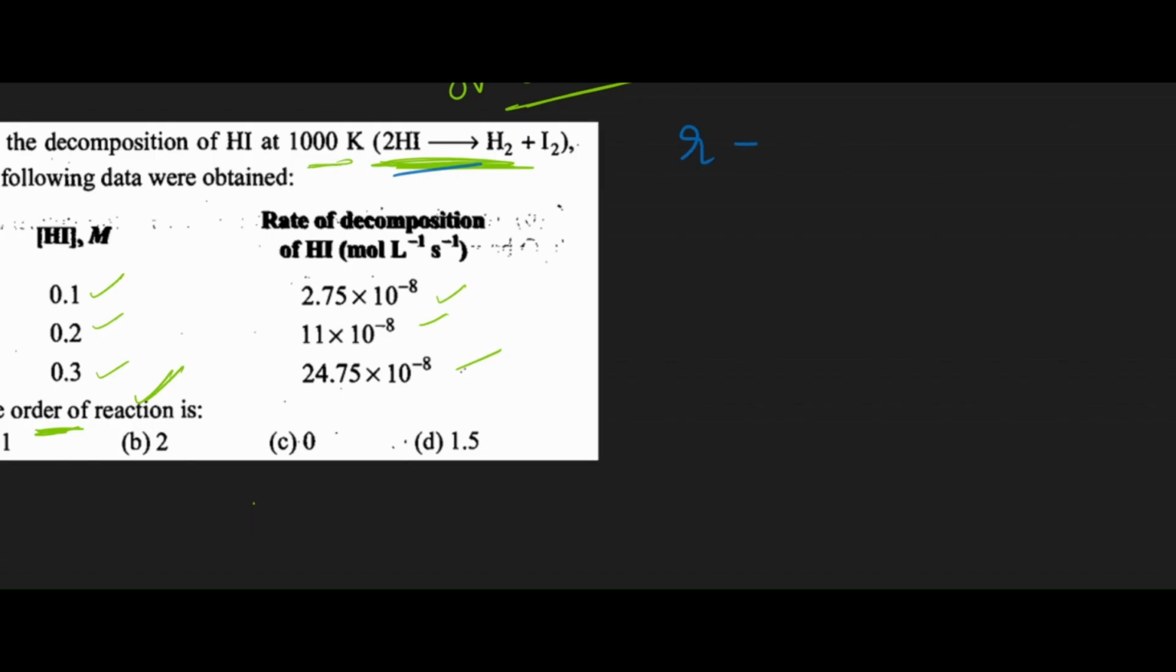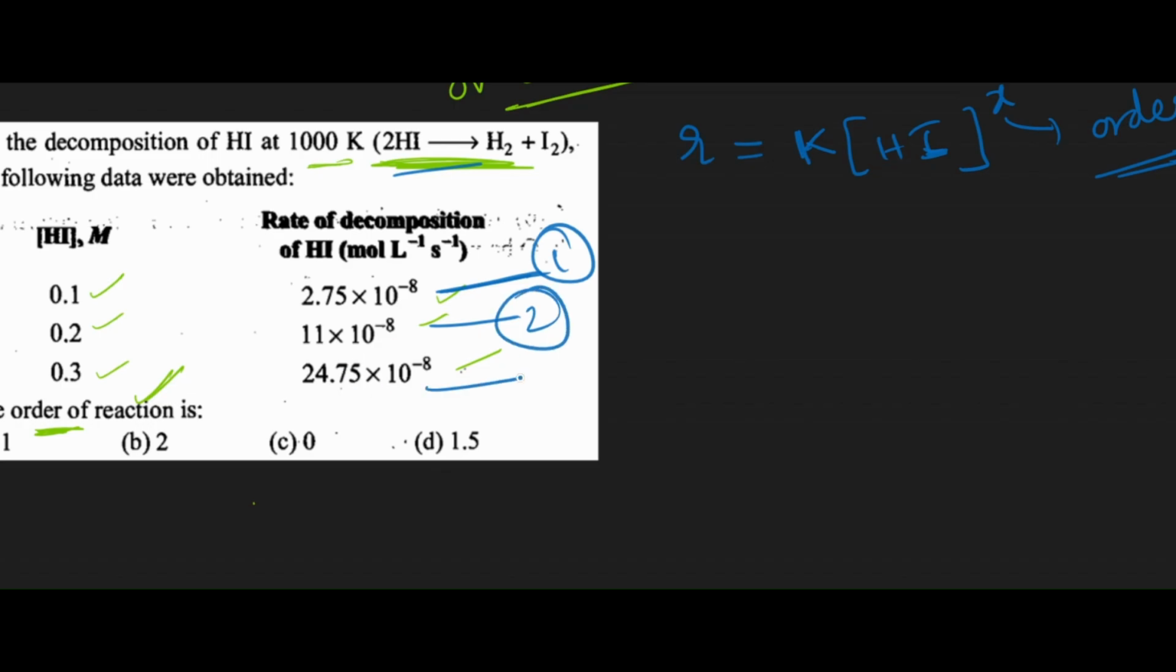In order to calculate the order of the reaction, we first need to write the rate law. That means here r equals k into [HI] to the power of x. I am assuming x to be the experimentally determined order, so here we have to calculate that x value. Clear? Now as per the data, I am assuming this as equation 1, this as equation 2, and this as equation 3.